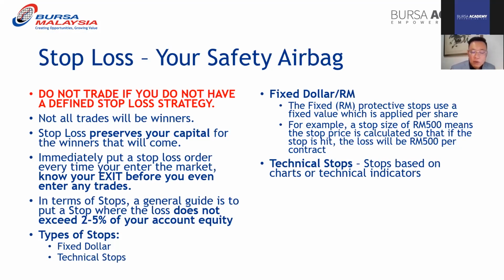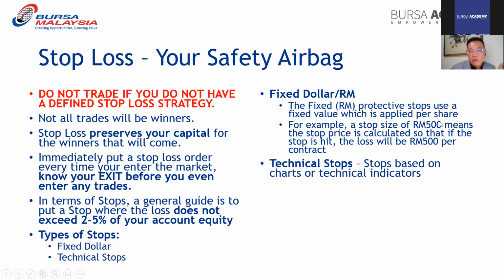You have two types of stop losses: a fixed dollar stop or a technical stop. Fixed dollar stop is basically you define your risk, as you can see over here. That's like 2 to 5% maximum of your protective stop, and you apply it per contract. Sorry for the typo over here.